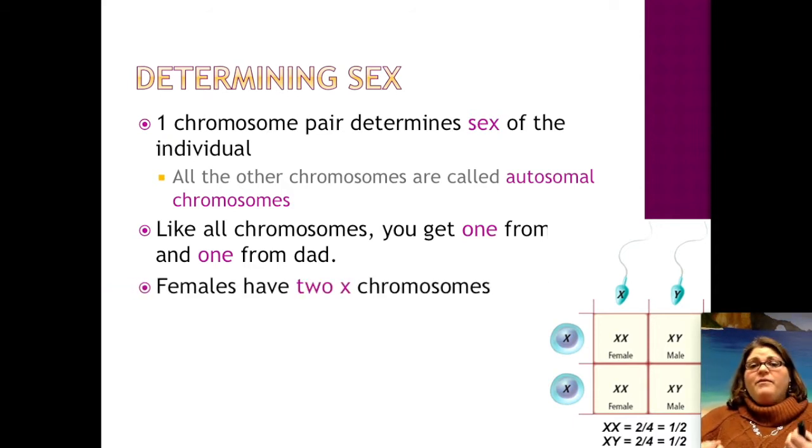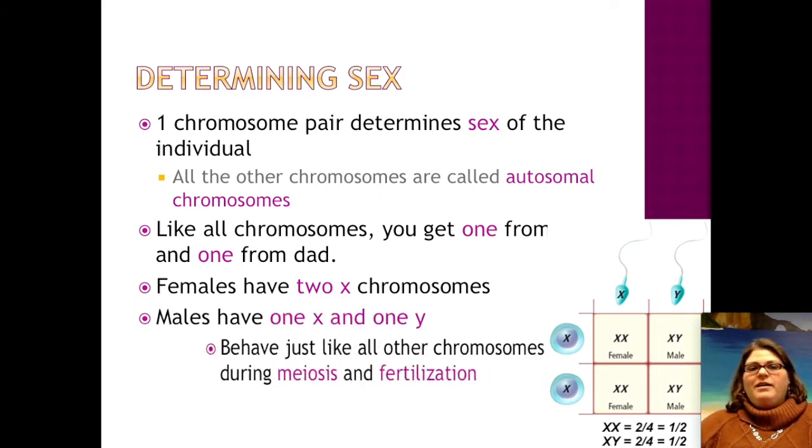However, females only have X chromosomes. So when their chromosomes split up in meiosis, all eggs have X's, because just like any trait in which you have homozygous characteristics, you only have one option. And in the case of females, it's X or X.